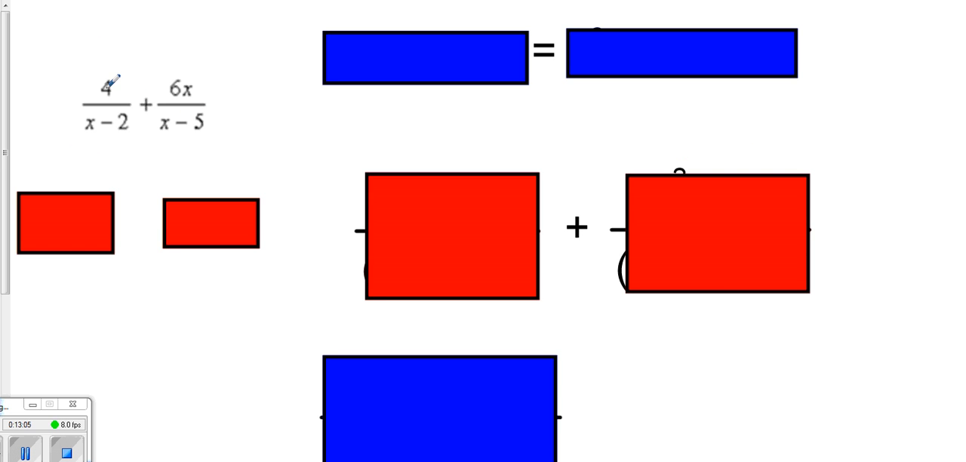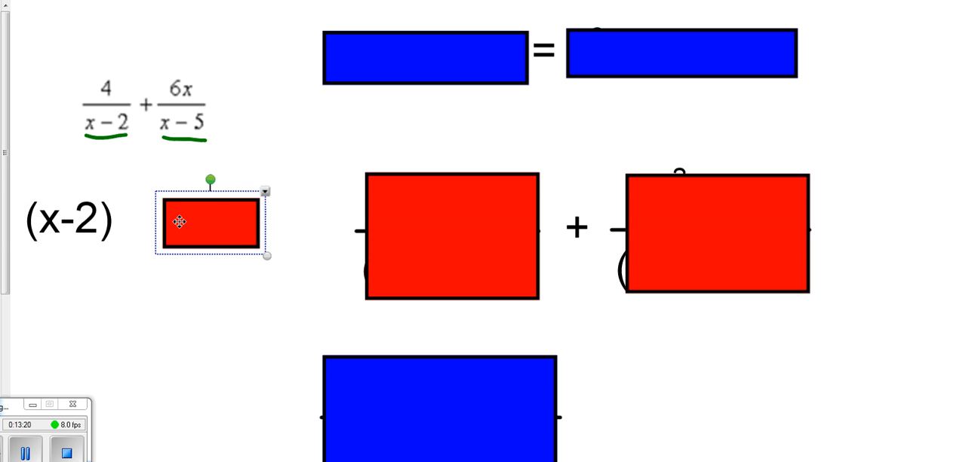Alright, we've got one more example using addition. 4 over x minus 2 plus 6x over x minus 5. We have x minus 2, we have x minus 5. Those are going to be our two factors.